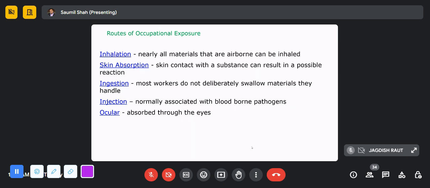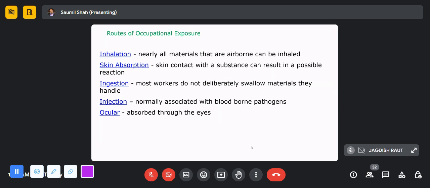Skin absorption: as I mentioned, if acid leaks and comes in direct contact with your body, it can be absorbed through the skin, meaning it can go into your body through the skin, right? Then ingestion. Most workers do not deliberately swallow materials they handle. Sometimes material is taken by mouth by mistake, and then it is called ingestion.